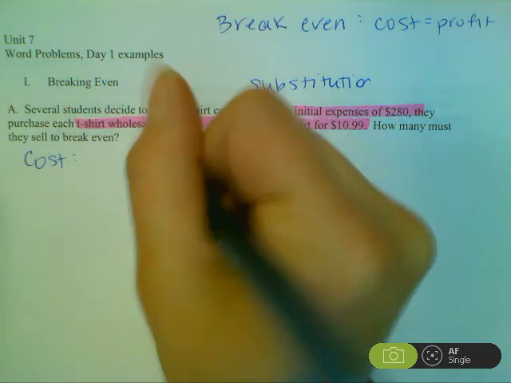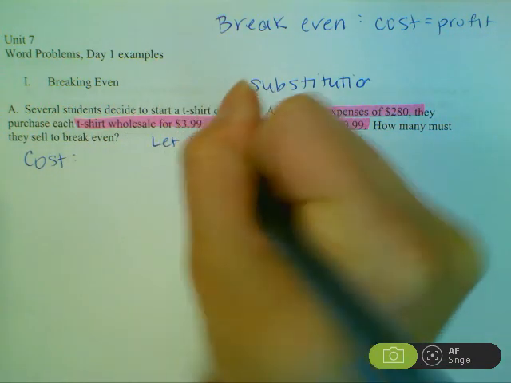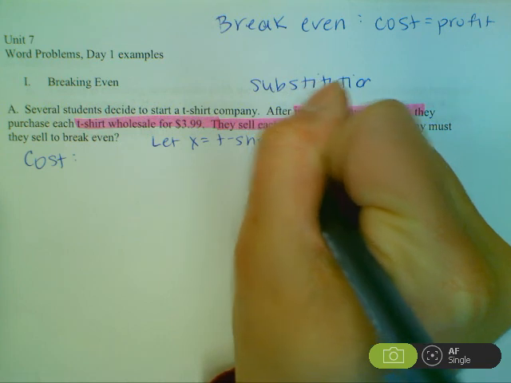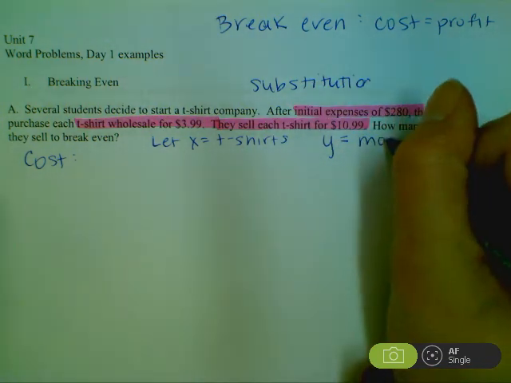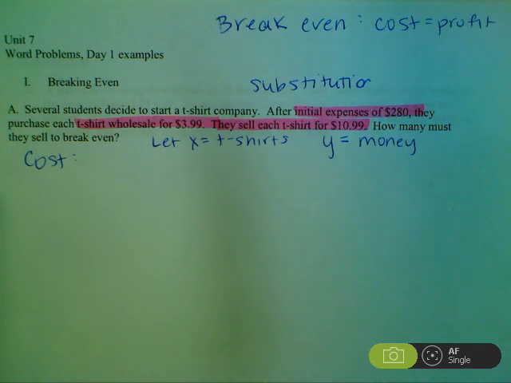Now in this problem, we are going to let x equal the number of t-shirts. Our y value is going to equal money. It's just a generic money because we're going to have a cost equation and a profit equation. So it just is going to stand for money in this particular problem.